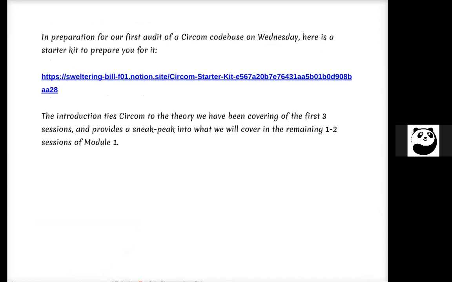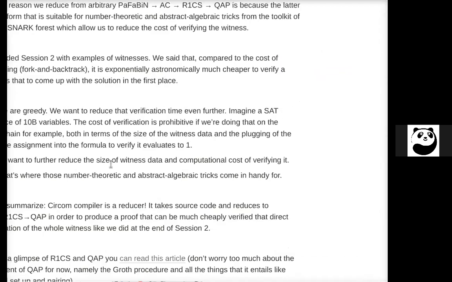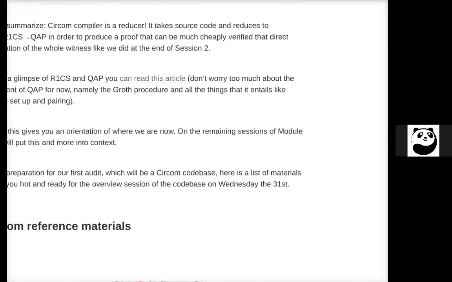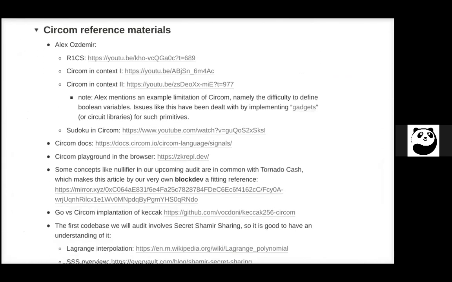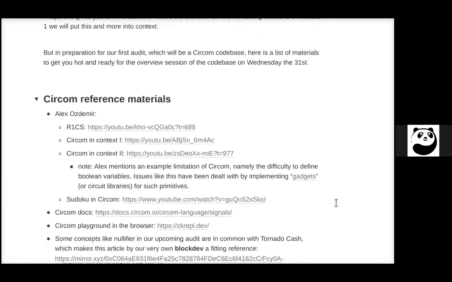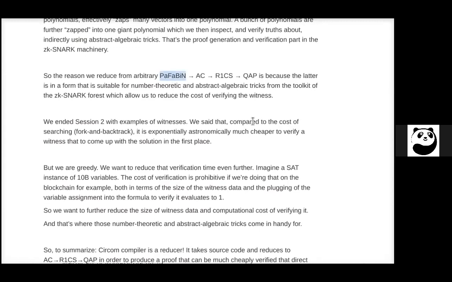And you can also go through the CIRCOM materials that we shared. These are some of the reference materials that I shared with you guys. Now, you don't have to worry too much about the stuff going on under the hood for now, things like pairing or the trusted setup. CIRCOM, of course, is a compiler. It's nothing but a reducer that takes NP statements, general NP statements, picks a fork in the road and sees if it leads you somewhere. This is what the CIRCOM compiler does. It's a reducer.